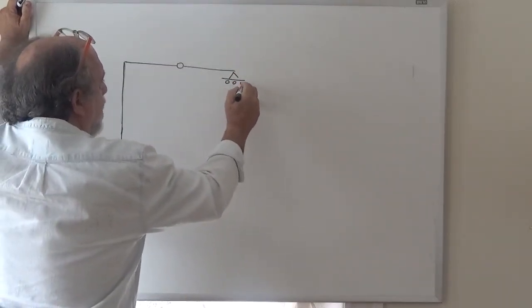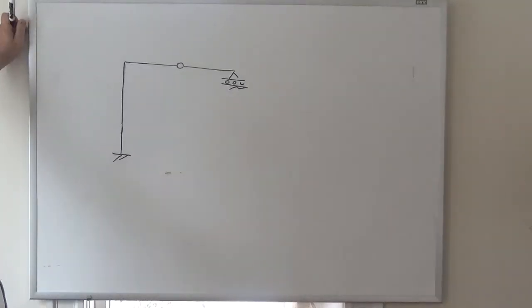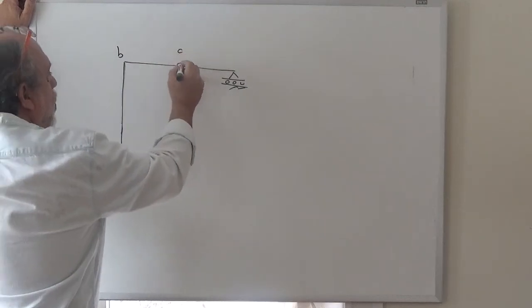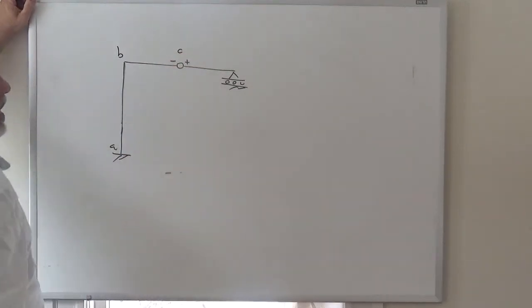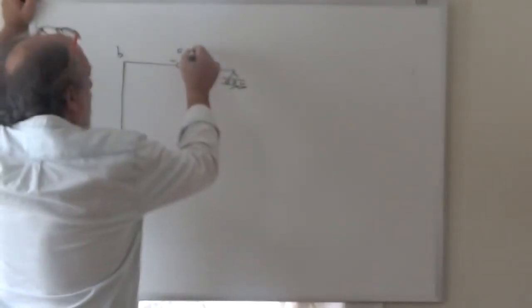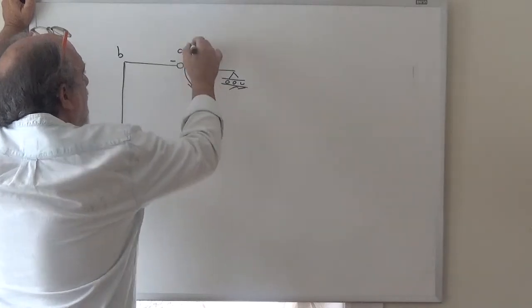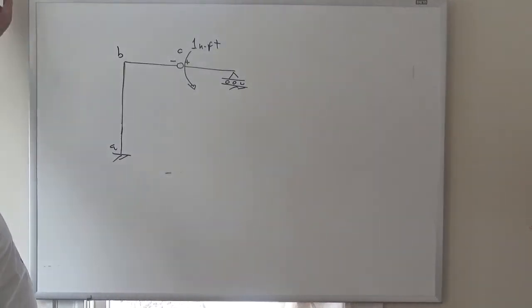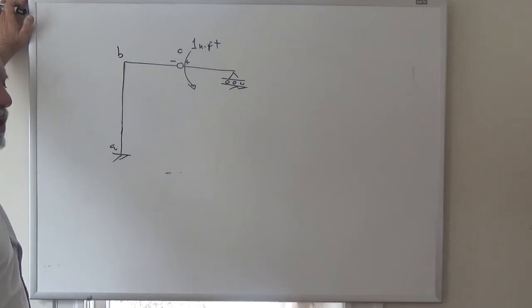And we are interested in what we say, the rotation on the right side of the hinge, right? So this is A, B, C. We are interested in the rotation on the right side of the hinge. Therefore, we have to apply a unit moment on the right side of the hinge. And let's say that I do that. And so I have here a 1 kip-foot moment, which you could apply in any direction you want. I just chose counterclockwise.